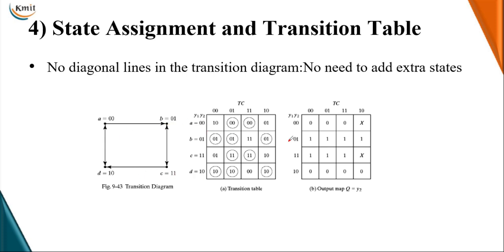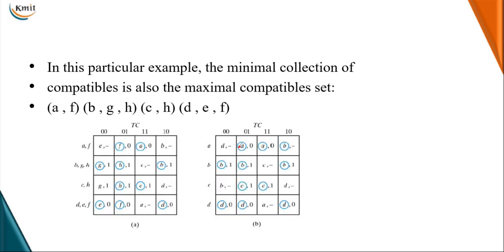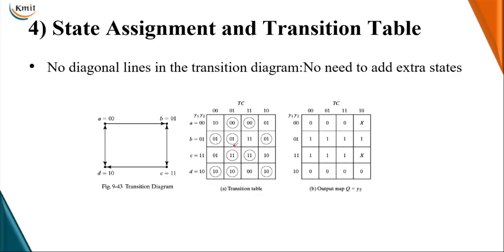Upon doing this, let me write the output Q also. In the earlier diagram we mentioned a dash. So 00 here, since it belongs to 0, we mentioned 0 here. So it is 10, which is don't care for A input.